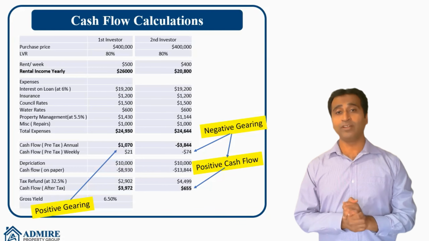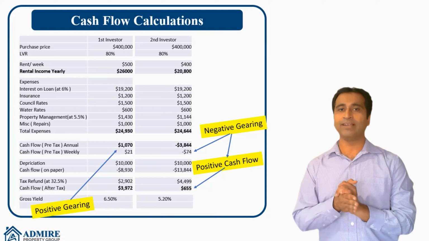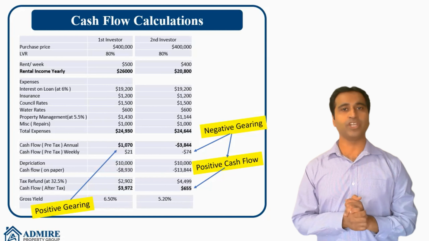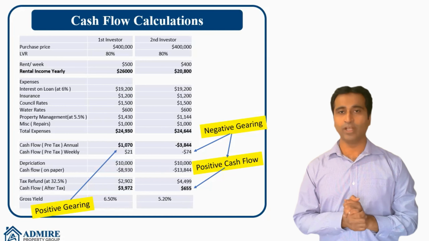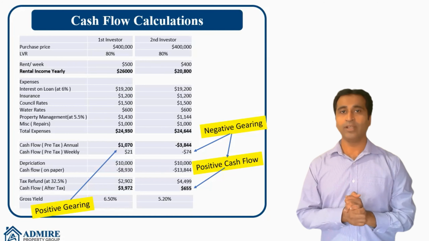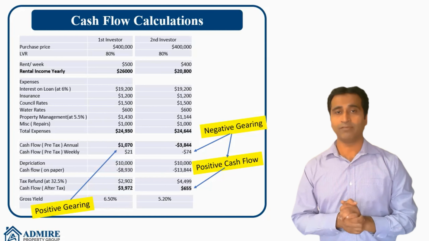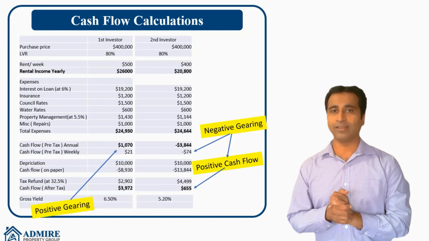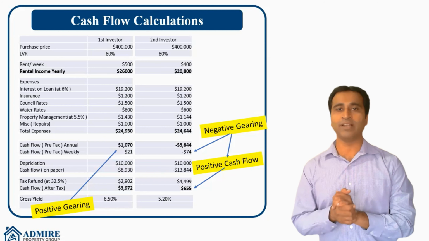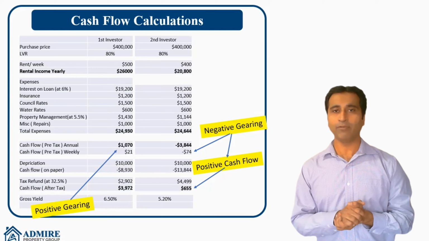And gross yield for this property is calculated as the net rental annual income divided by the purchase price of the property. So in the case of the first investor, it's coming out to be 6.5%. And in the case of the second investor, it's coming out to be 5.2%. The reason it is less in the second case is because of the rental income. The lesser the rental income, the lesser the gross yield will be for the property.